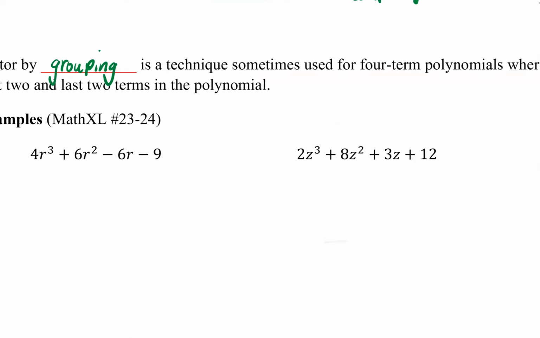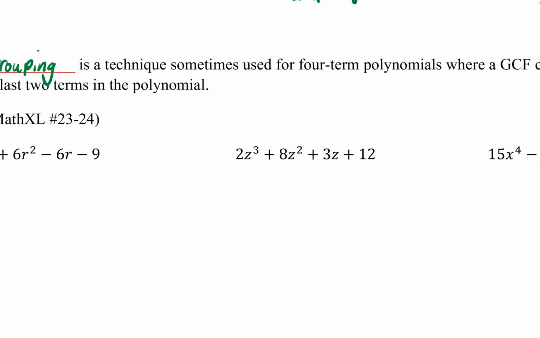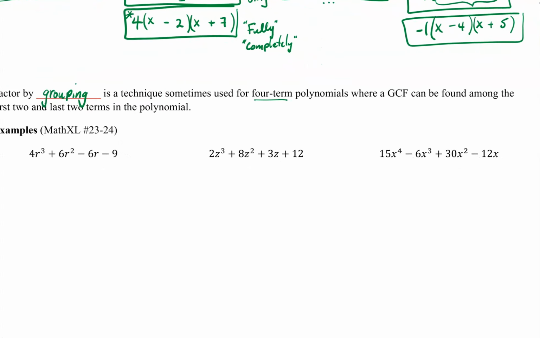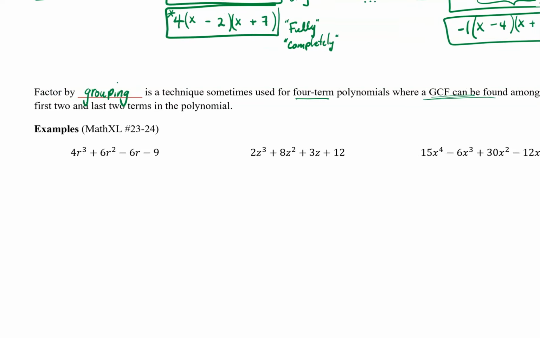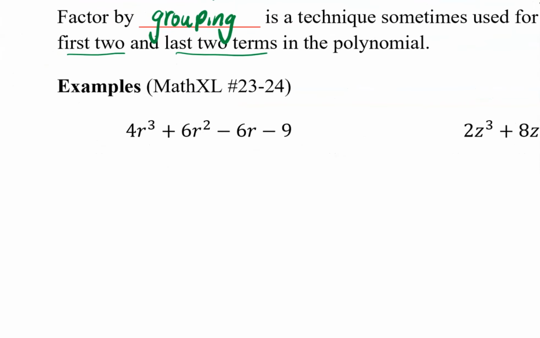And the factor by grouping technique is sometimes used for 4-term polynomials. So some quadratics can be written in 4 terms, but usually this is for a polynomial that has a degree larger than 2. But the 4-term polynomials can be factored using grouping when a GCF can be found amongst the first 2 terms and then the last 2 terms of the polynomial. So we've got 2 separate factoring steps to go along with here.